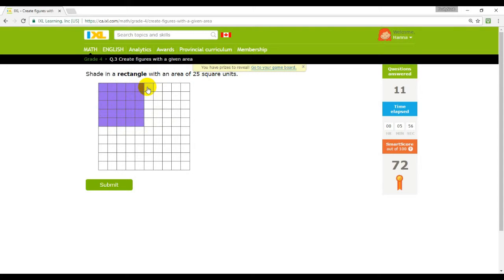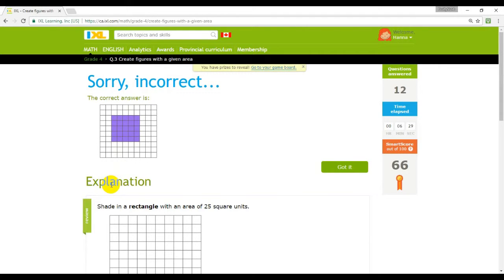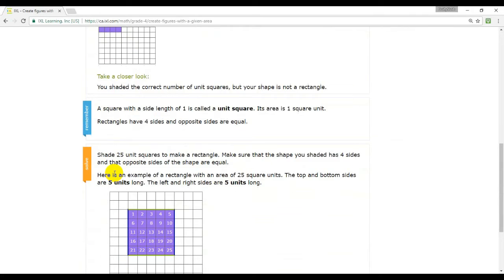had 6 on each, that would be 12 and 18. So we need about 7 more. No, that wouldn't work. Okay, what if we had 7? That would be 21 and a 4. I don't know if this is right though. Wait, what?